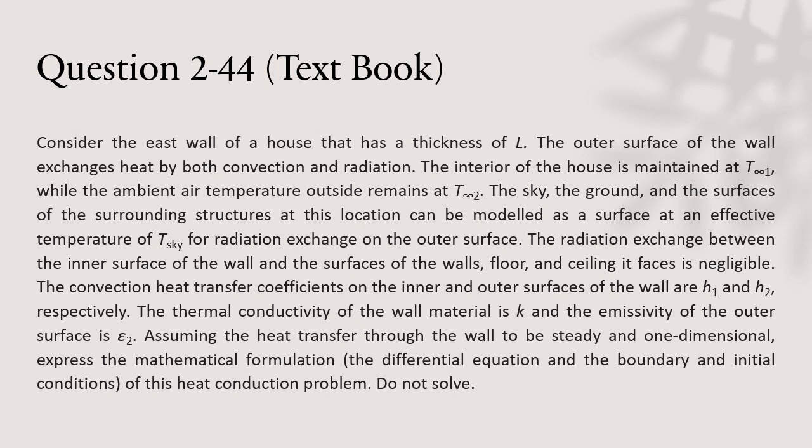For radiation exchange on the outer surface, the radiation exchange between the inner surface of the wall and the surfaces of the walls, floor, and ceiling it faces is negligible. The convection heat transfer coefficients on the inner and outer surfaces of the wall are H subscript 1 and H subscript 2 respectively. The thermal conductivity of the wall material is K and the emissivity of the outer surface is epsilon 2. Assuming the heat transfer through the wall to be steady and one-dimensional, express the mathematical formulation of the differential equation and the boundary and initial conditions of this heat conduction problem.